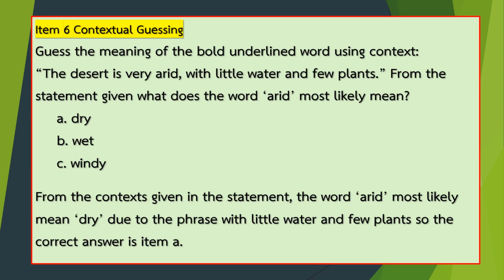Item 6. Contextual guessing. Guess the meaning of the bold underlined word using context. The desert is very arid, with little water and few plants. From the statement given, what does the word arid most likely mean? A. Dry. B. Wet. C. Windy. From the context given in the statement, the word arid most likely means dry, due to the phrase with little water and few plants. So the correct answer is item A.